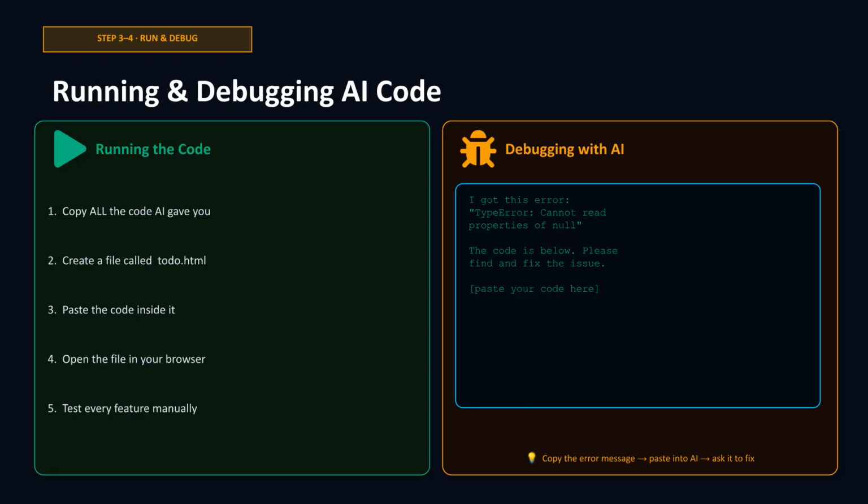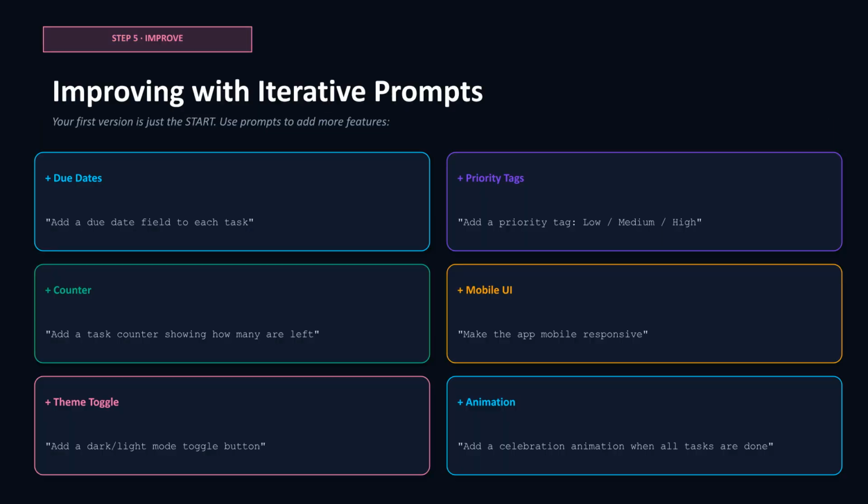Once you have your code, copy it into a to-do HTML file and open it in your browser. If you encounter errors, don't worry. That is part of the process. Simply copy the error message, paste it back to the AI, and ask it to fix the issue. Your first version is just the starting point.